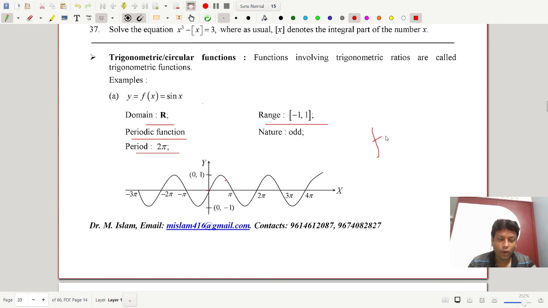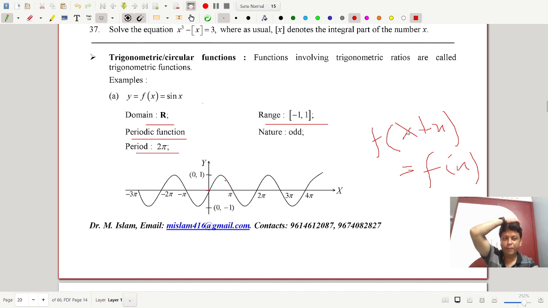Or what is the periodicity? If f of lambda plus x is f x, then lambda is called the periodicity of the function. So sin of 2 pi plus x is sin x. Sin of 2 pi plus x is sin x. So it has periodicity 2 pi. Sin of x plus 2 pi is sin x. So periodicity is 2 pi.